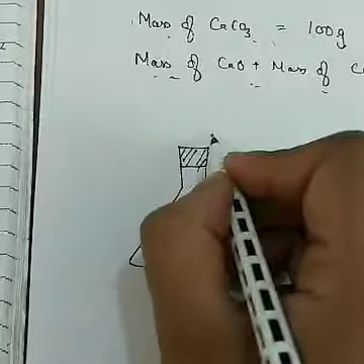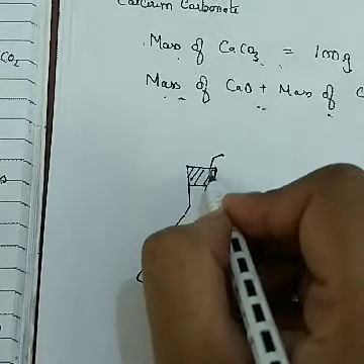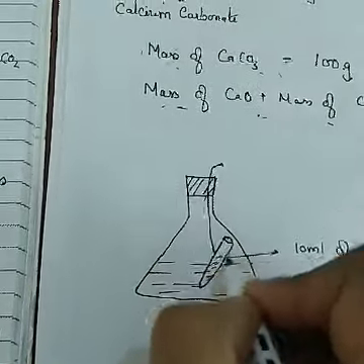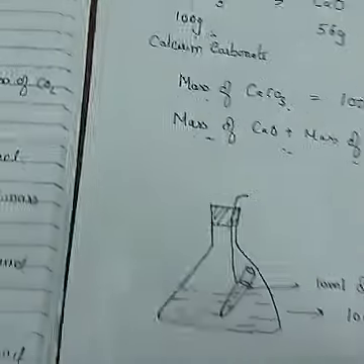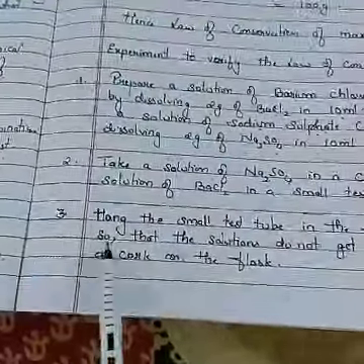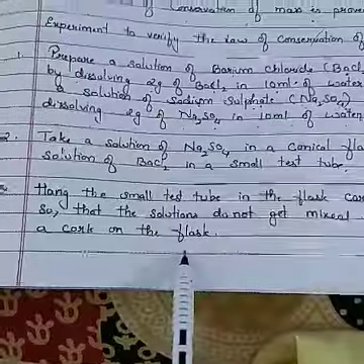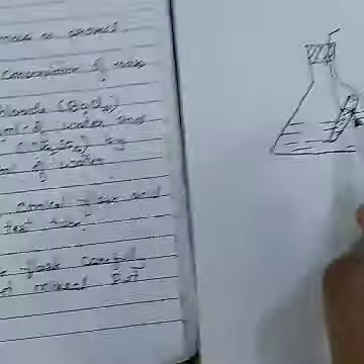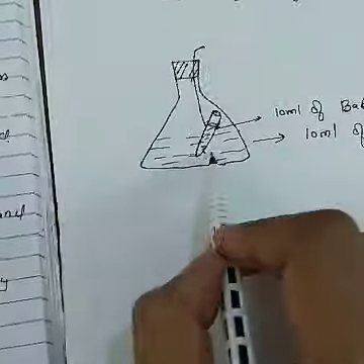Now this test tube is taken in the conical flask by tying it with a thread. Hang the small test tube in the flask carefully so that the solutions do not mix, and put the cork on the flask. So we have hung the test tube in the conical flask so that the solutions do not mix.